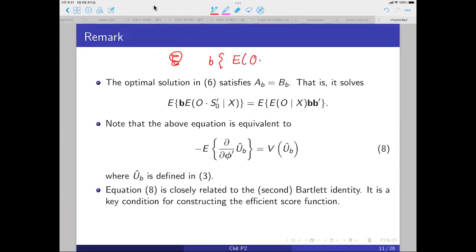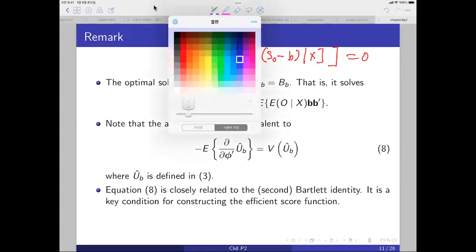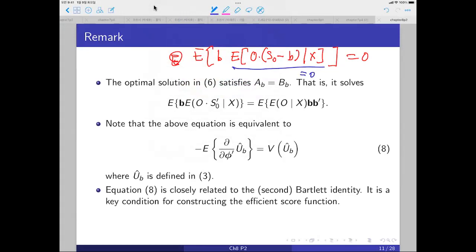At the end of the day, what it is really solving is B times S minus B given X. So the optimal solution tries to make this guy equal to 0. So that is interesting. A equal B can be written as something like this, which can be written as this, which serves as the solution. Turns out that at least the solution is just solving this A equal B equation.